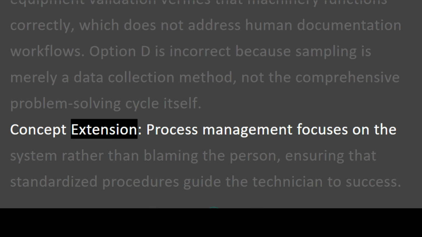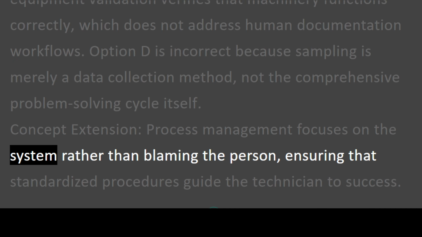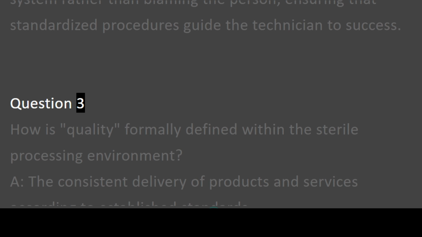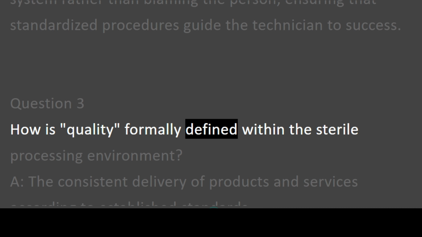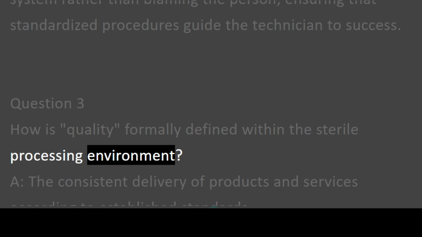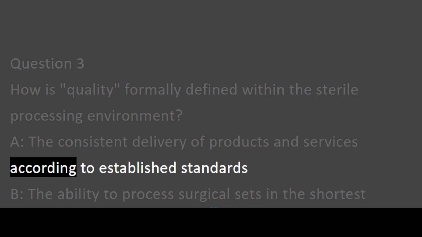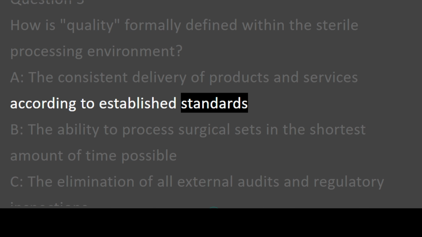Concept extension: process management focuses on the system rather than blaming the person, ensuring that standardized procedures guide the technician to success. Question 3. How is quality formally defined within the sterile processing environment? A. The consistent delivery of products and services according to established standards.